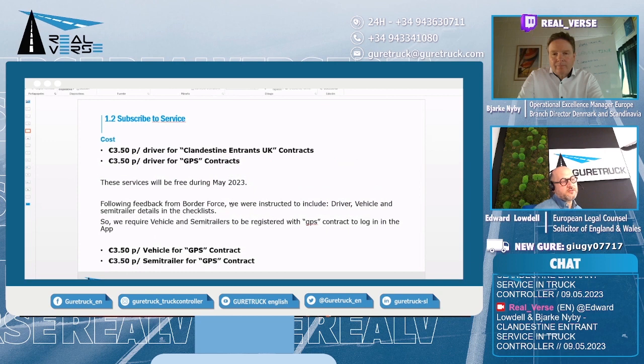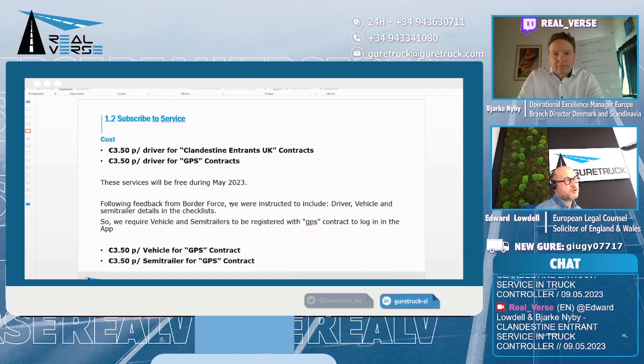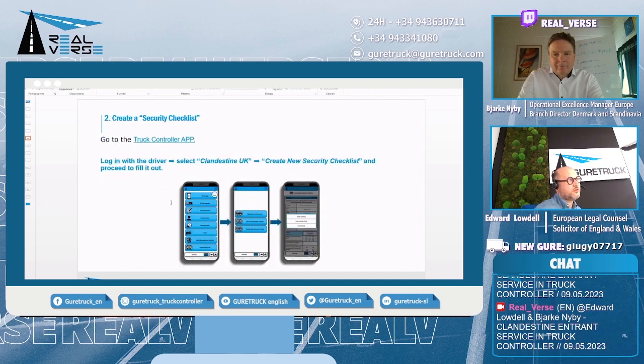As I say, in terms of how today will work, I'll walk you through the slides, and afterwards Bjarke will show you in practice how this looks and feels and how to do this. So before Bjarke shows this, I'll move on to the first topic, which is the creation of the security checklist.